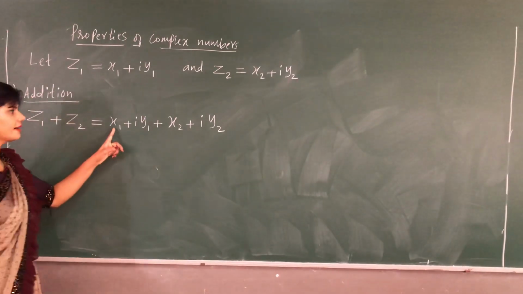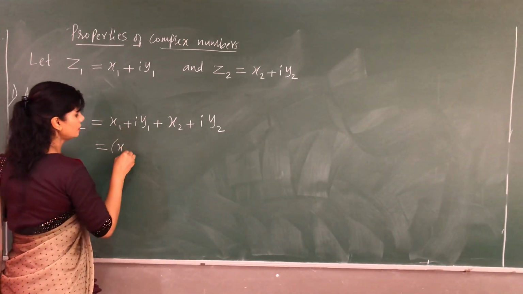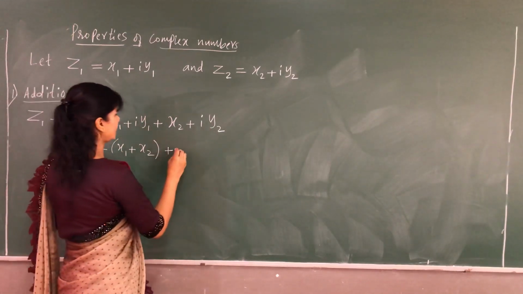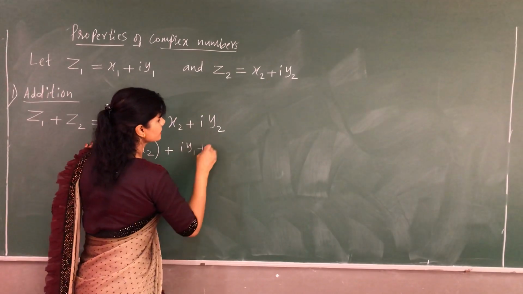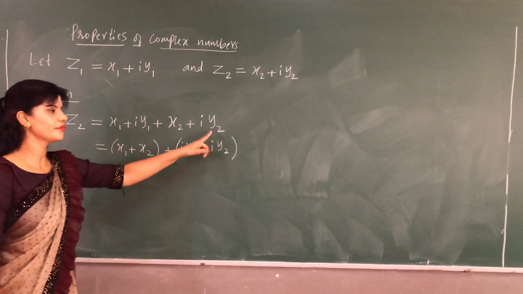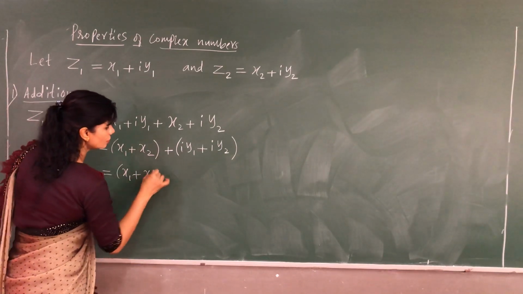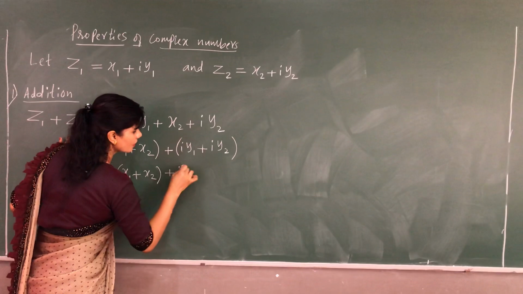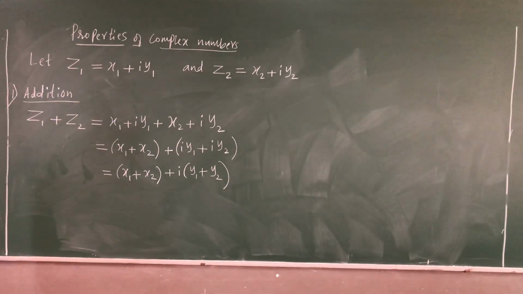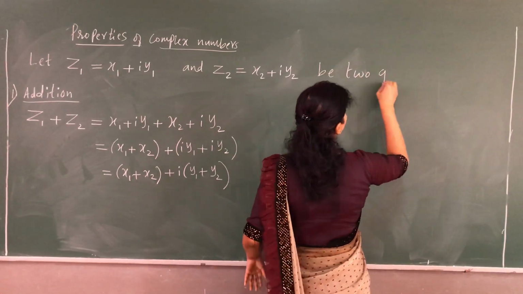Here also we add real with real: x1 plus x2 is the real part, and imaginary with imaginary: iy1 plus iy2. Real with real you add, imaginary with imaginary you add. So then you get x1 plus x2, and i is common for y1 plus y2. This is the first property, addition of two given complex numbers.